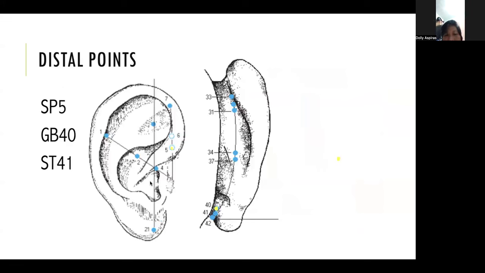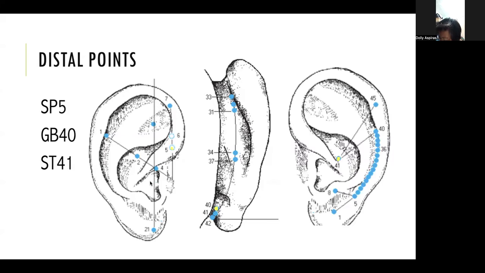Now, there are 3 distal points. Okay, when we treat the pain, we always start with the distal, no? 3 distal points can be used for knee pain according to the channel involved. Okay, so we have spleen 5, GB40, and stomach 41.